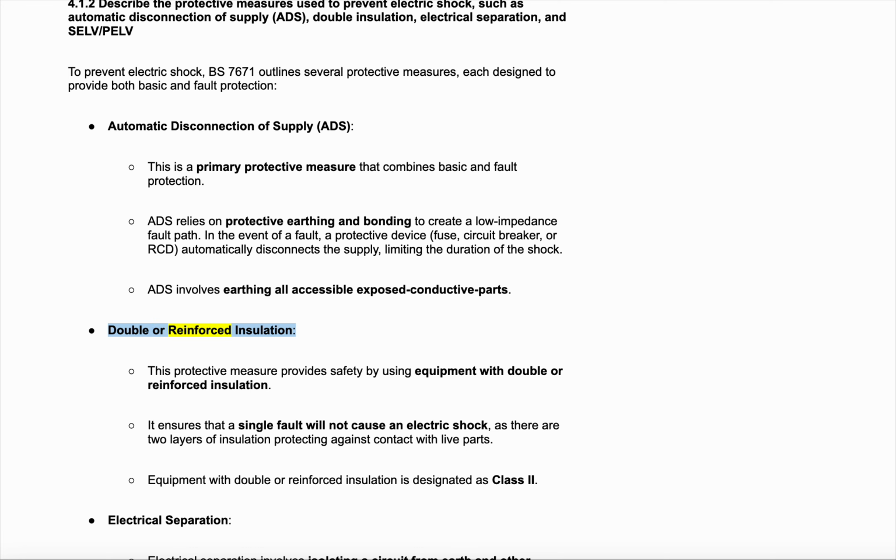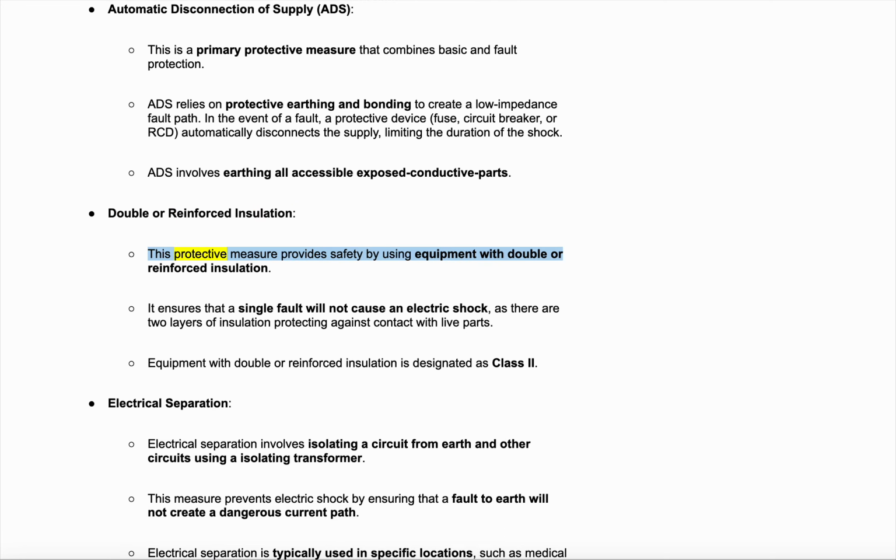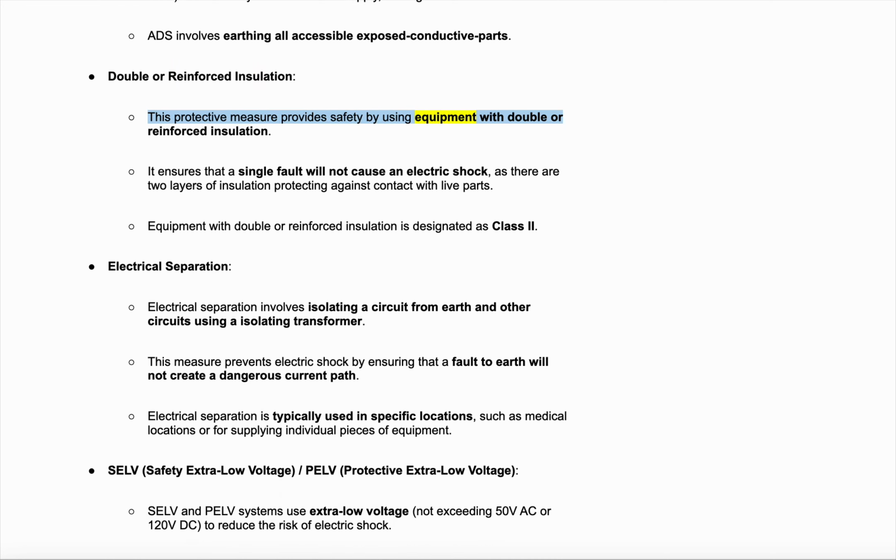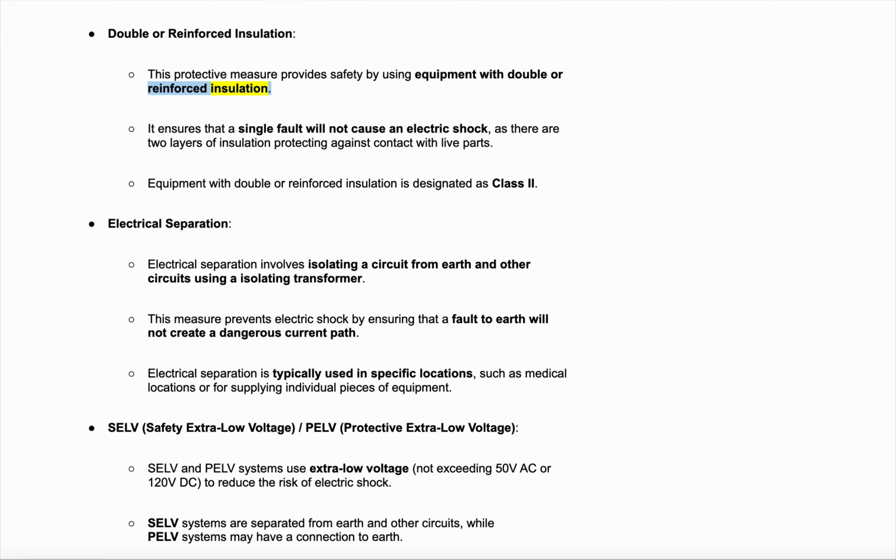Double or reinforced insulation. This protective measure provides safety by using equipment with double or reinforced insulation. It ensures that a single fault will not cause an electric shock, as there are two layers of insulation protecting against contact with live parts. Equipment with double or reinforced insulation is designated as Class 2.